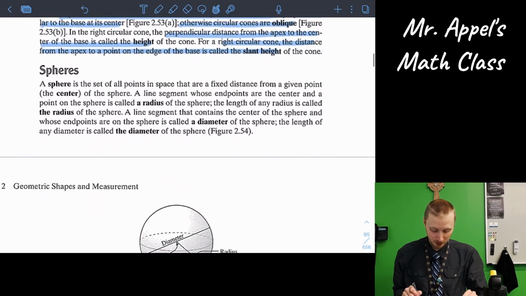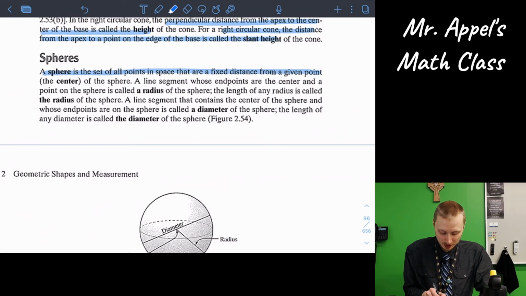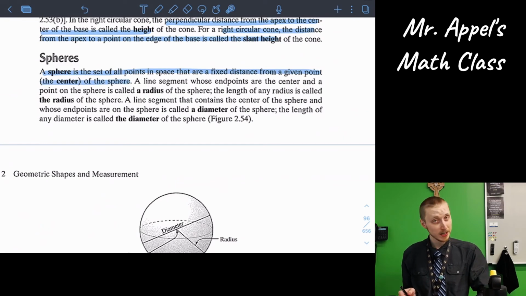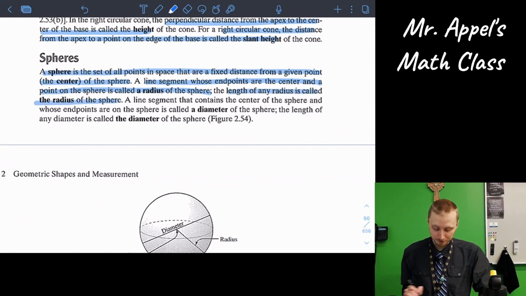All right. And lastly, we come to spheres. A sphere is the set of all points in space that are a fixed distance from a given point, the center of the sphere. So it is the exact 3D analogous to the circle, defined the same way. A line segment whose endpoints are the center and a point on the sphere is called a radius of the sphere, just like the circle. The length of any radius is called the radius of the sphere.